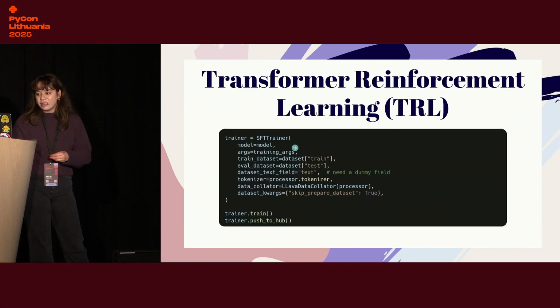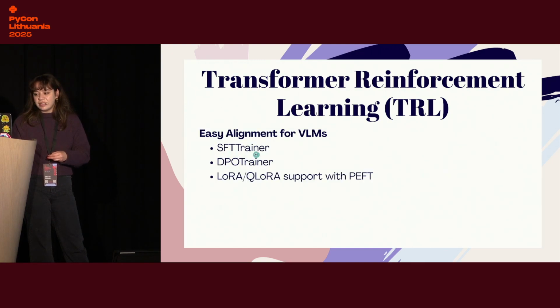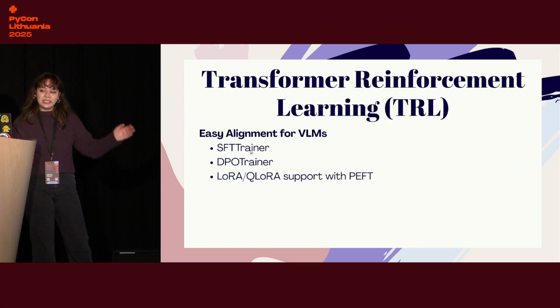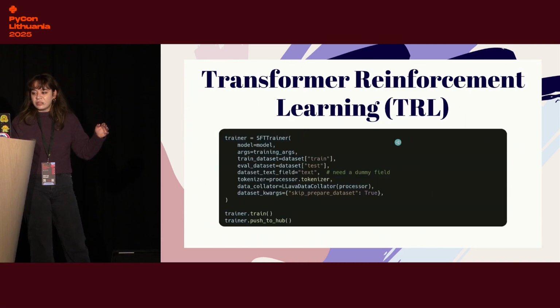Basically this class called SFT trainer is the supervised fine-tuning trainer. It's a class to fine-tune. This is the direct preference optimization trainer. So you just initialize these classes, write your pre-processing code, and just call trainer.train, and then if you want to push your model and share it, trainer.push_to_hub.